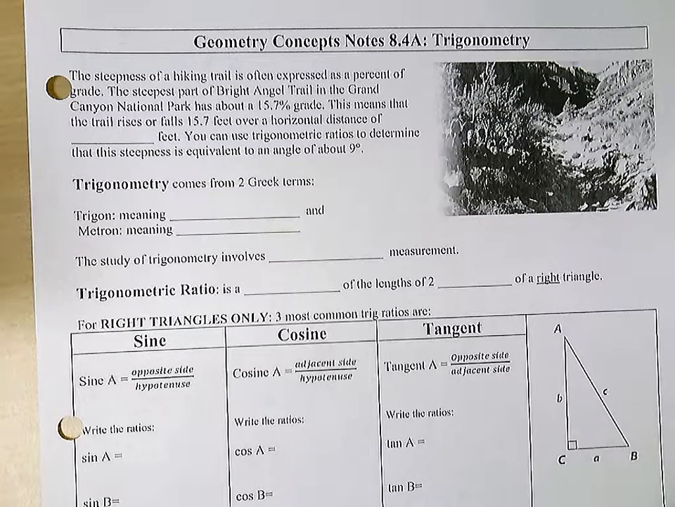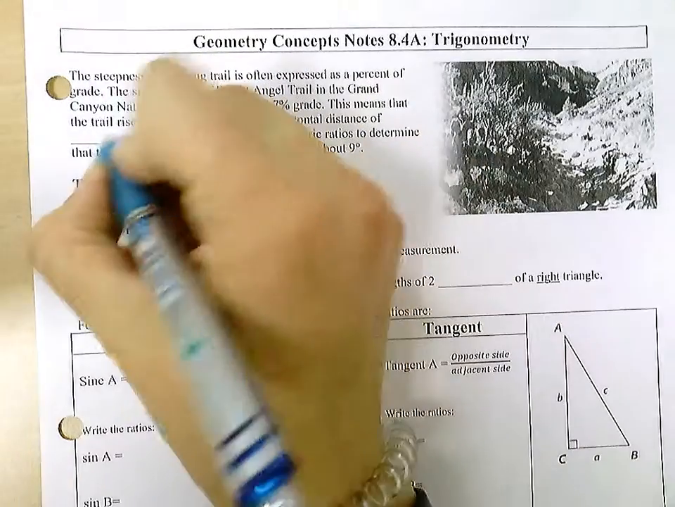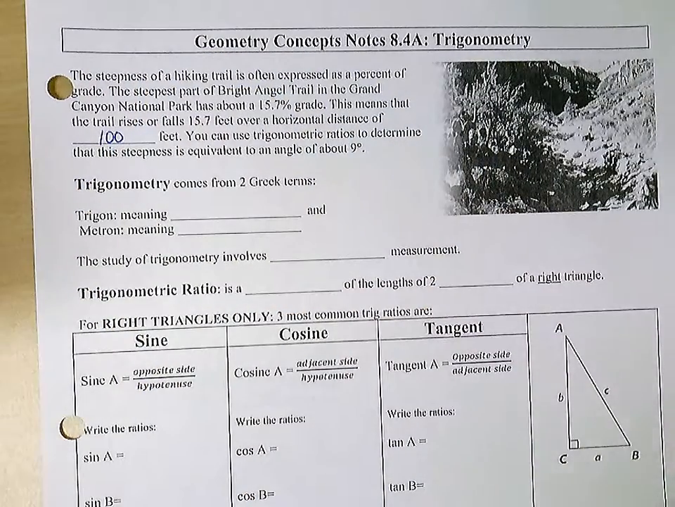Starting off here, the steepness of a hiking trail is often expressed as a percent of grade. The steepest part of Bright Angel Trail in the Grand Canyon National Park has about a 15.7% grade. This means that the trail rises or falls 15.7 feet over a horizontal distance of 100 feet. You can use trigonometric ratios to determine that this steepness is equivalent to an angle of about 9 degrees. So you can figure out how many degrees up you're going up that hill using these trig ratios.